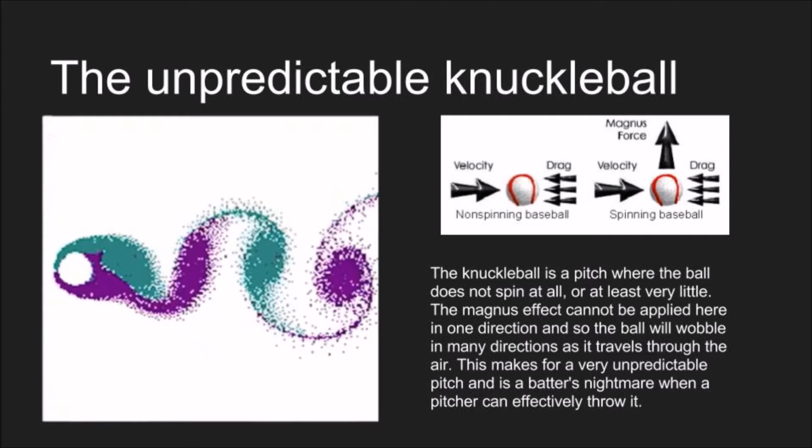The Magnus effect cannot be applied here because the ball will wobble in many directions as it travels through the air. This is what makes the pitch so hard to see for a batter.